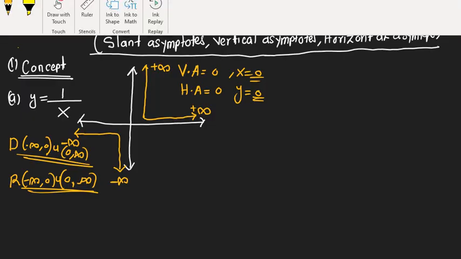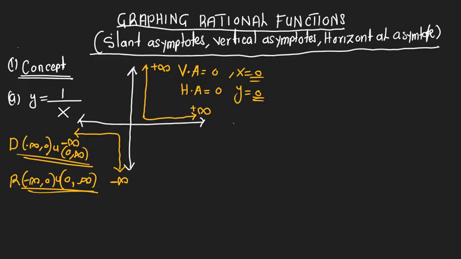Then, how about if, for example, you're having this graph. I just want to focus on these two. How about if you're having this graph, y is equal to 1 over x to the power 2. How is the graph going to come out?